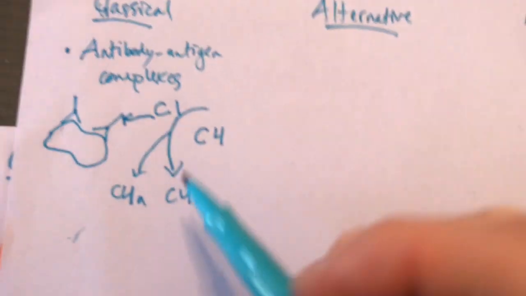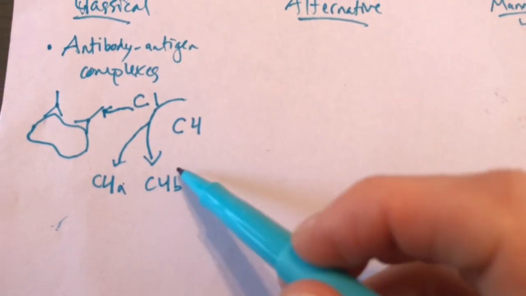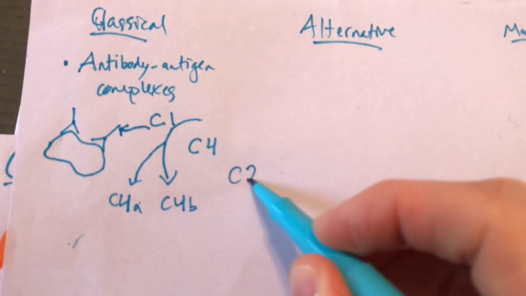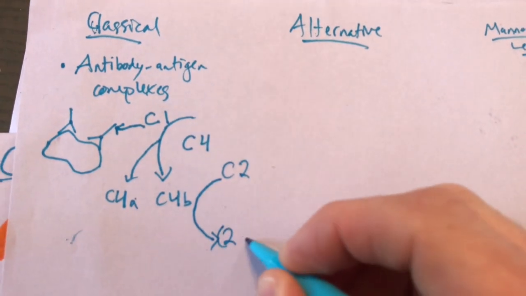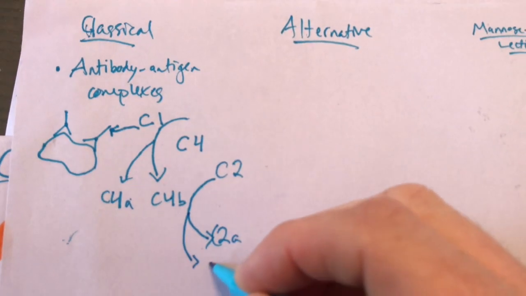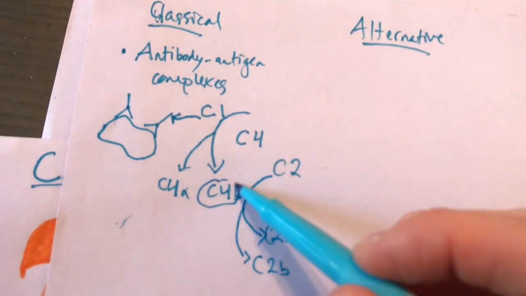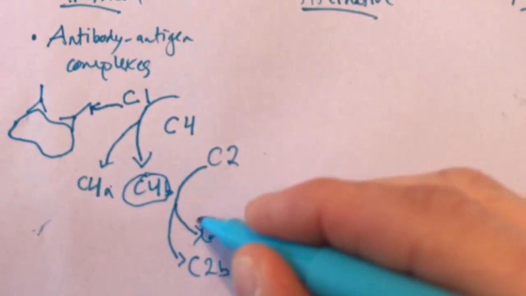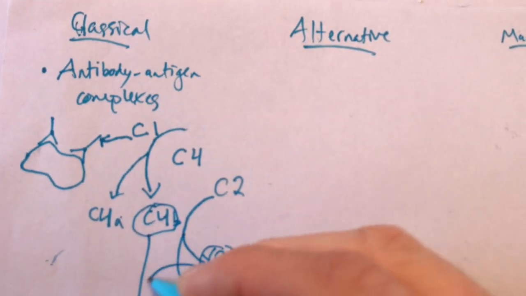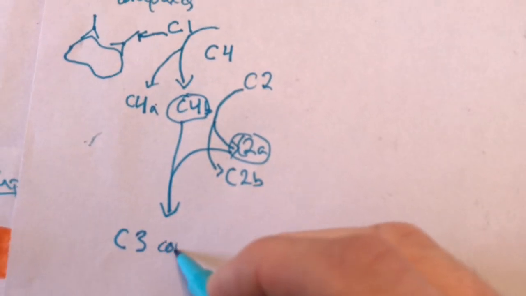So the active portion now that this has been cleaved into two pieces, this becomes the active portion, and it will convert C2 into C2A and C2B. C4B and C2A combine to form what's called C3 convertase.